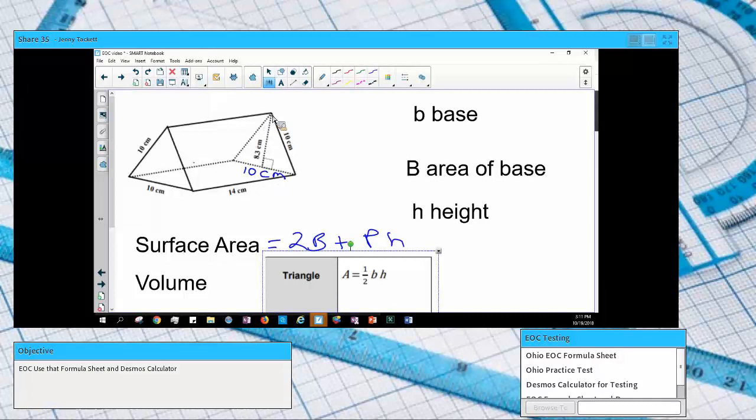I have my height. My height is always dropped from a vertex with a right angle. So for my base, I'm going to have half times 10 times 8.3, or 83. No, 8.3. There's a decimal point there. There's two bases, so whatever I do, I'll multiply that by 2.